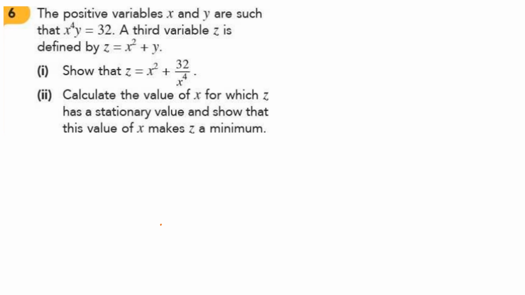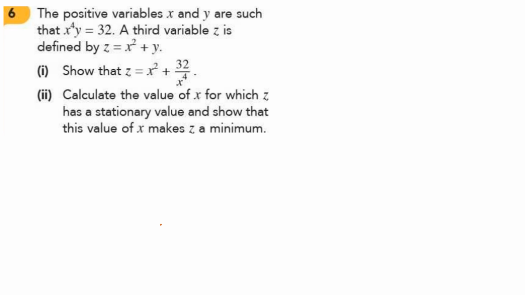Alright, let's look at question 6. So for question 6, there are three variables, x, y, and z. The first equation is x to the power of 4, y equals 32. The second one is z equals x squared plus y. If you look at the question, you'll see that in part 1, you're asked to find z in terms of x.